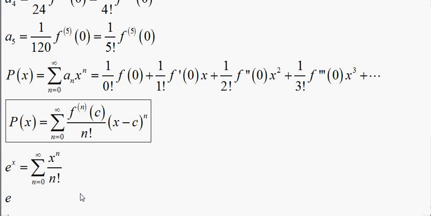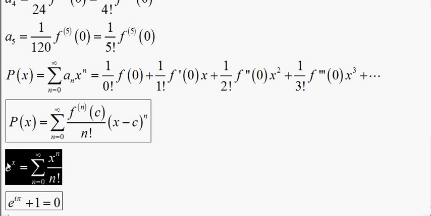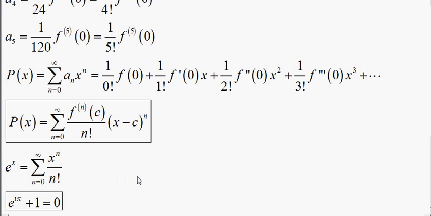Believe it or not, e to the i theta, or e to the i pi equals negative 1, Euler's formula, comes out of this. Or if you write it as e to the i pi plus 1 equals 0, the 5 most common math numbers all in one equation. It's just amazing. Amazing things come out of this formula right here. And Taylor series have so much power, they're awesome.